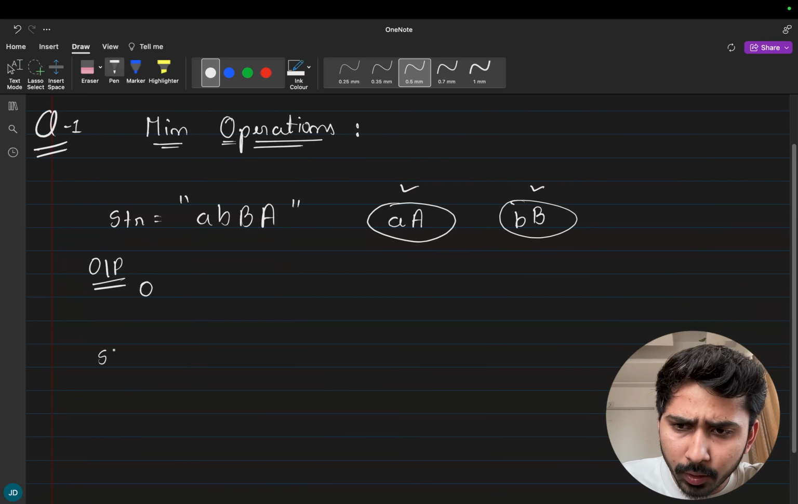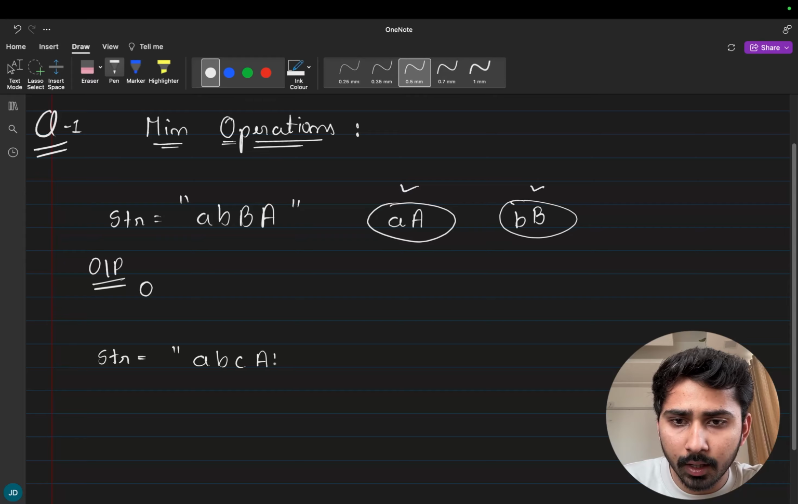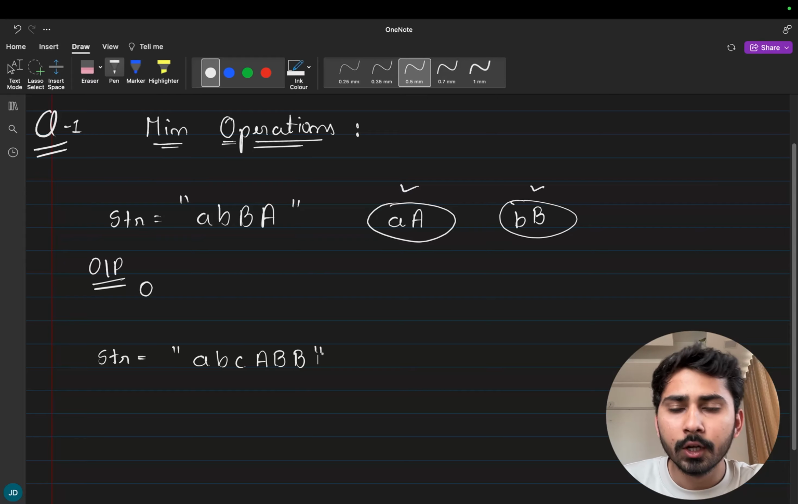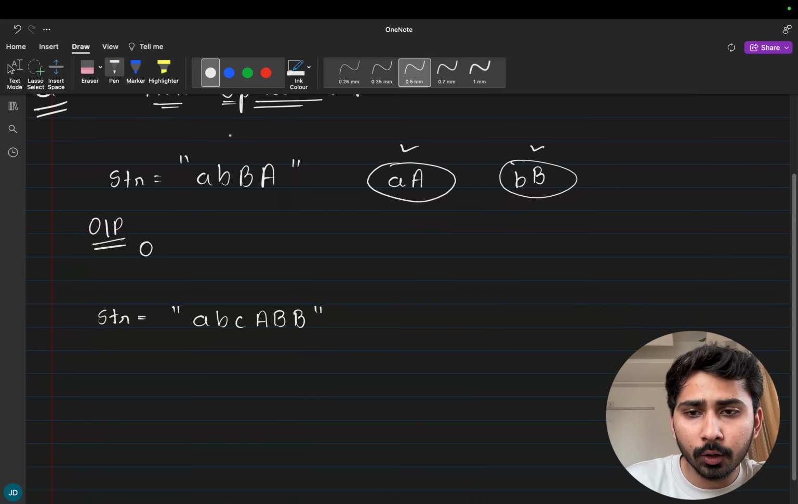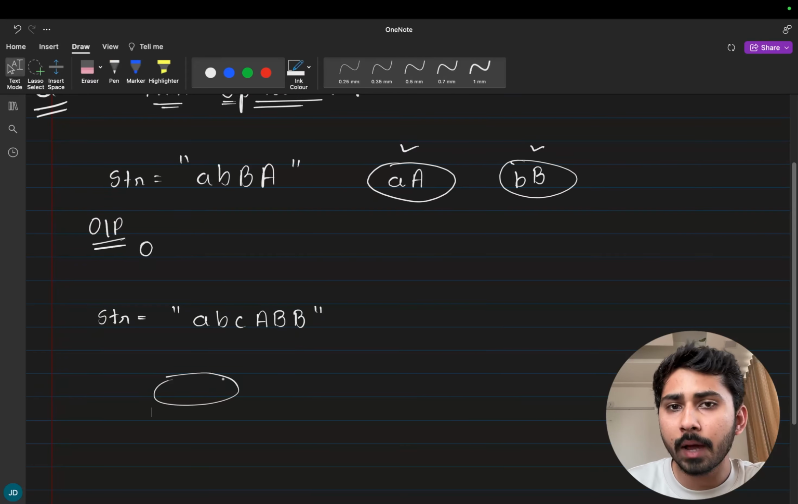Now let's take a few more examples. Let's say the string is a, b, c, and let's say the other string is a, b and b. Now what I'll be doing is trying out how many valid pairs already exist in the given string. So I'm giving you the intuition by solving out some of the test cases. So pay attention over here.